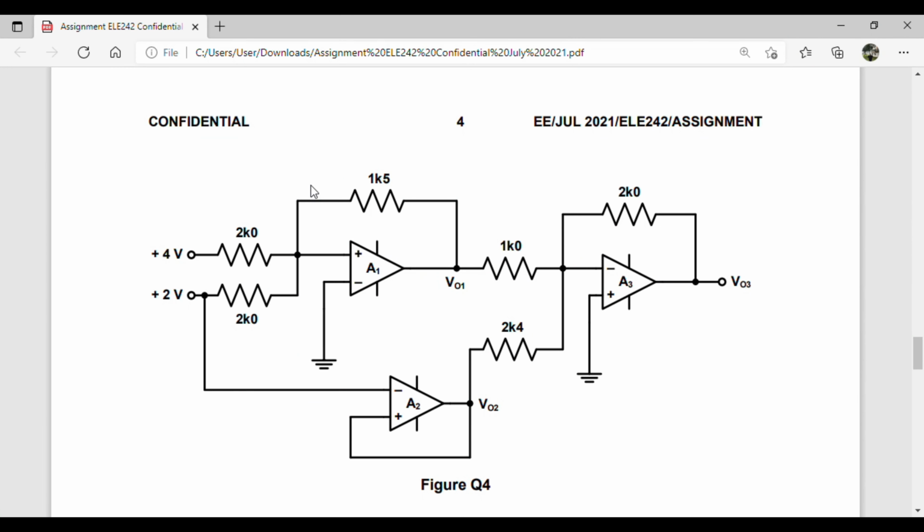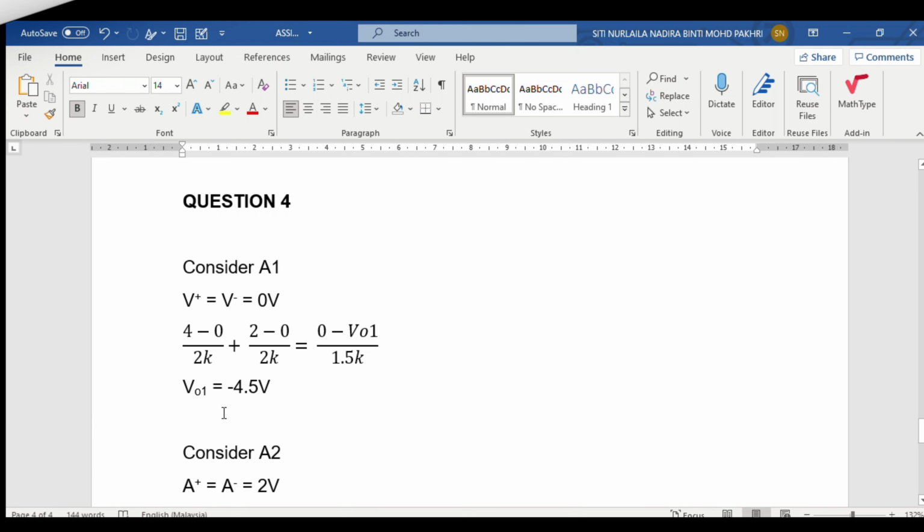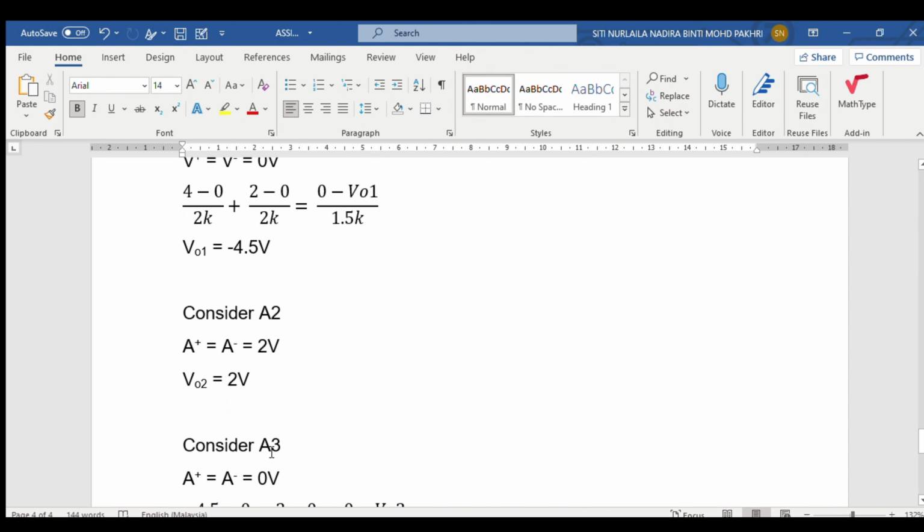This is the circuit for question 4. We need to assume that all of the operational amplifiers are in ideal condition, and we need to find the output voltage V01, V02, and V03. As for the calculation method for question 4, we need to consider A1, consider A2, and consider A3.